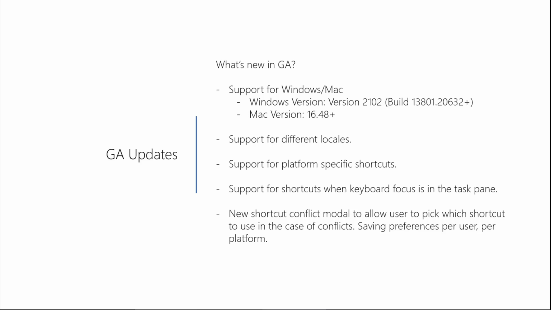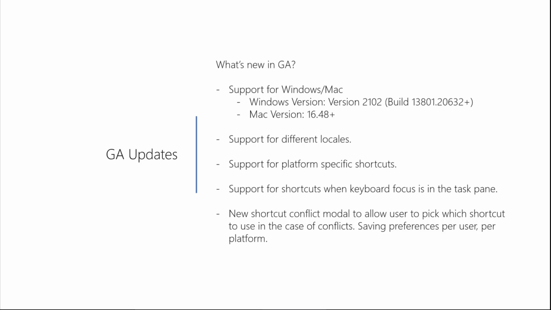We've also added support for shortcuts when the keyboard focus is inside of the task pane. So this was a key piece of feedback that we heard from a lot of developers during the preview phase, is that when, for example, you try to open the task pane and the keyboard focus jumps to the task pane, the shortcuts don't work anymore. So we have extended the support to make sure that even when the user's keyboard focus is inside of the task pane, the registered shortcuts will still continue to work.